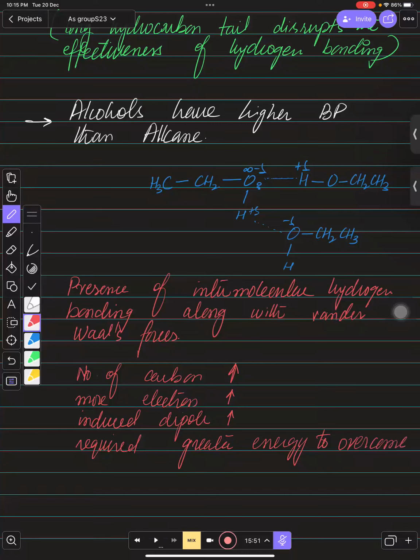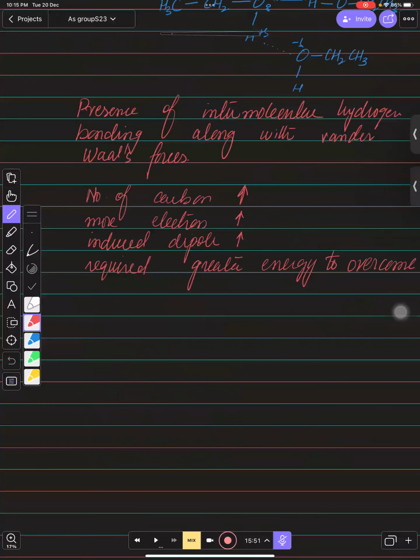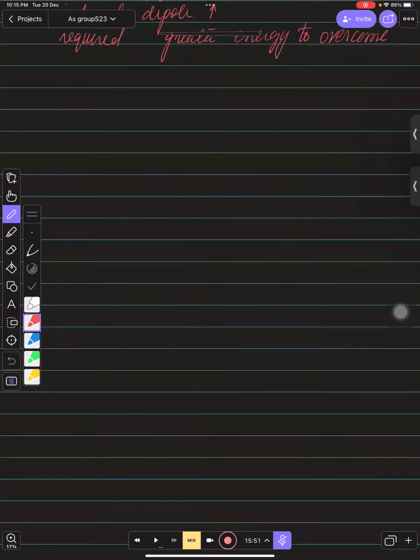Is that clear, every one of you? So these are the reasons that you need to keep in mind. इसमें से कोई सा भी reason देंगे that will be acceptable in exam, right? Yes, sir. Okay, then let's move towards some important reactions of alcohol.